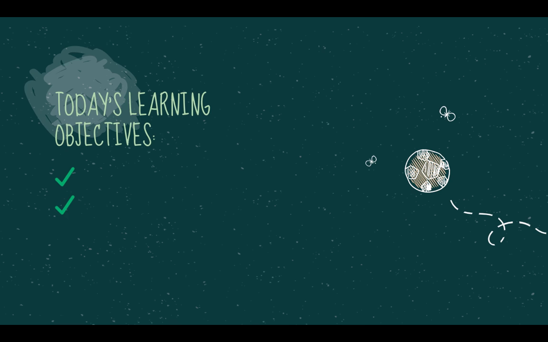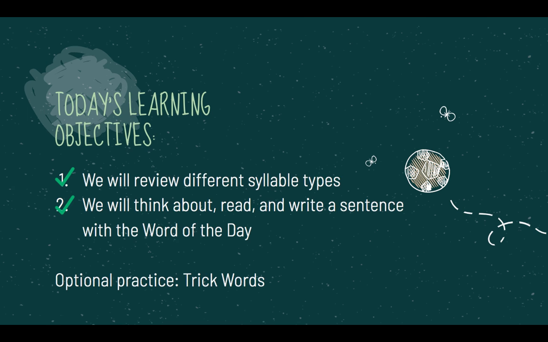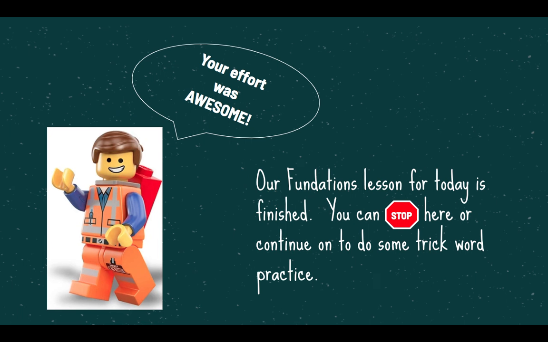Let's see if we accomplished our learning objectives for today. We reviewed and wrote examples of 5 different syllable types. We also wrote about the word of the day, valley. Thank you for your effort and your attention today. You did a lot of writing and a lot of thinking. Feel your brain. It feels stronger, doesn't it? Yep, I think you just got smarter.